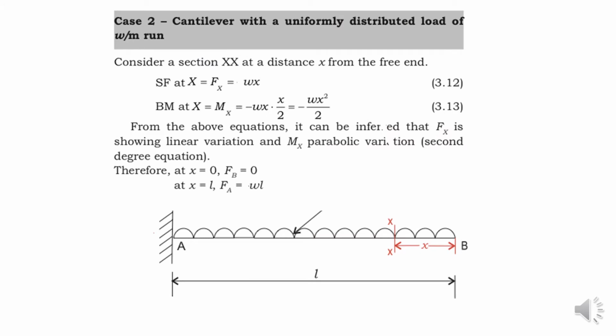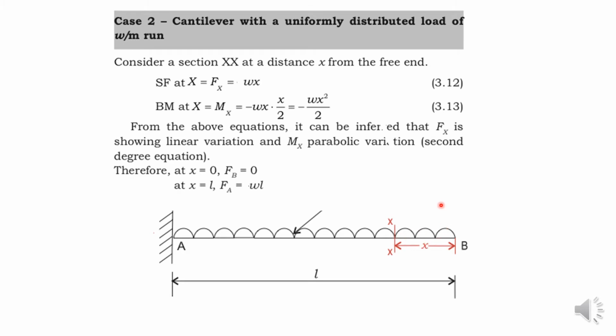So let's move on to the next kind of problems, that is a cantilever beam with a uniformly distributed load of intensity W per meter run. So in order to draw the shear force diagram, consider a section line HX which is at a distance HF from the free end. So here I am considering this section line which is at a distance H, and look into the right hand side. Here we can see a UDL which is acting over a distance of H meter.